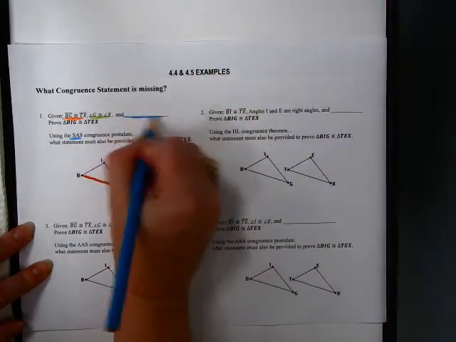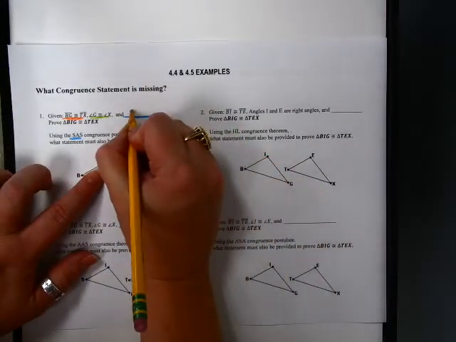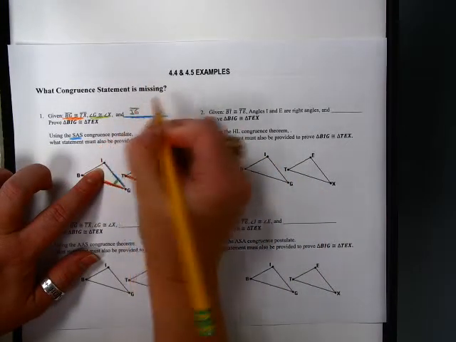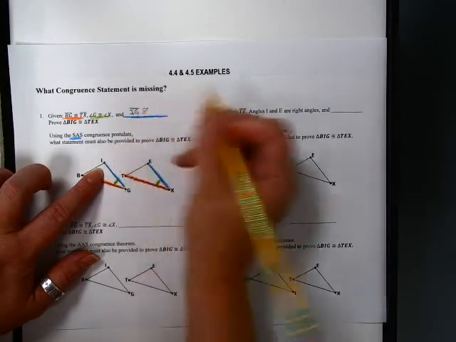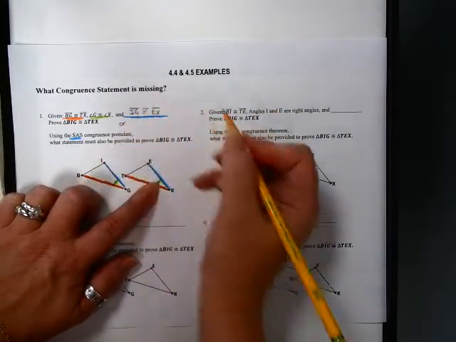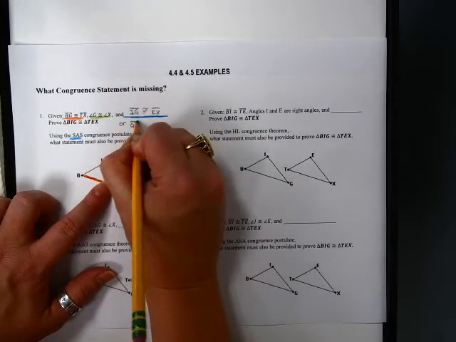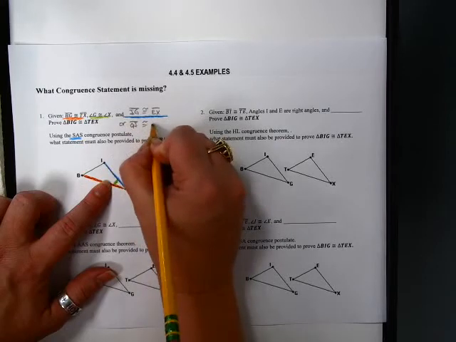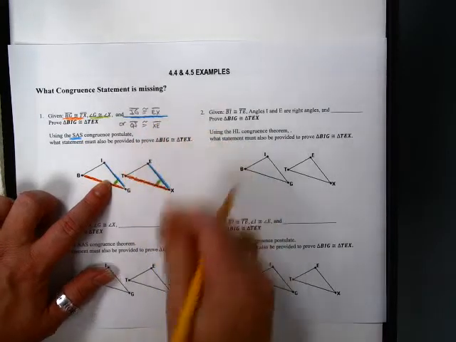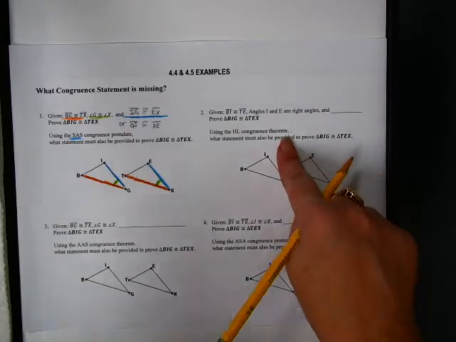So when I put here, I can either write segment IG is congruent to segment EX, or I can switch the letters. I can put GI, but then I would have to switch these over here and put XE, because remember that the vertices have to match. Okay, same over here.